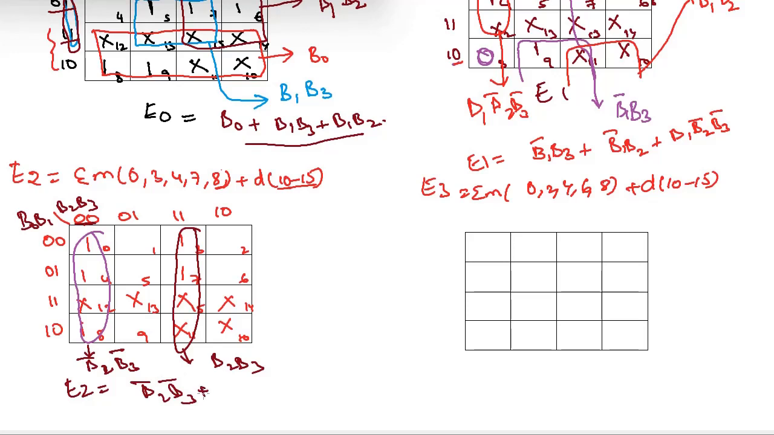So I get the minimized expression as B2 XNOR B3. Why? Because it is in the form of A bar B bar plus AB, which is the logical expression for A XNOR B. That's why E2 equals B2 XNOR B3. Now in the same way, plot the values for E3.